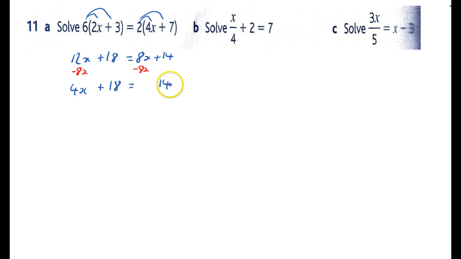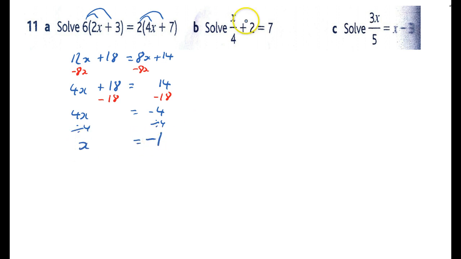And now I need to take away, or get rid of that 18, which is plus 18, so I need to take away 18 from both sides, and that will leave me that 4x equals negative 4, and now I need to divide both sides by 4, and that will leave me that 1x is negative 1.